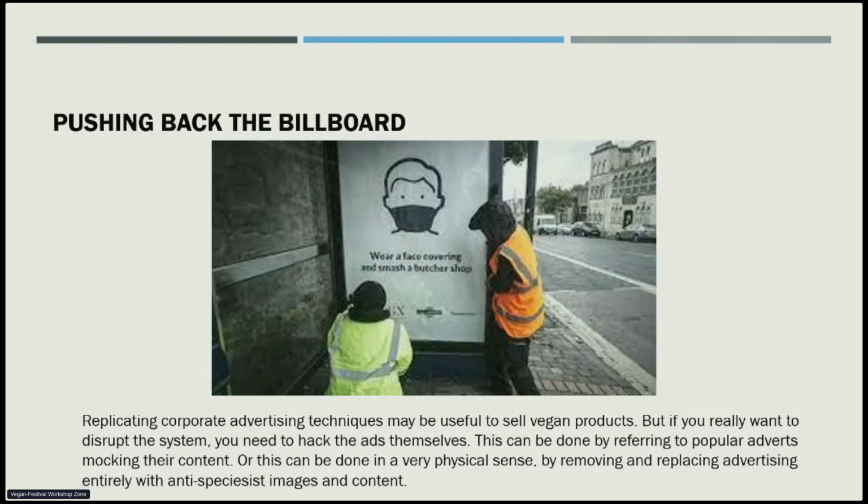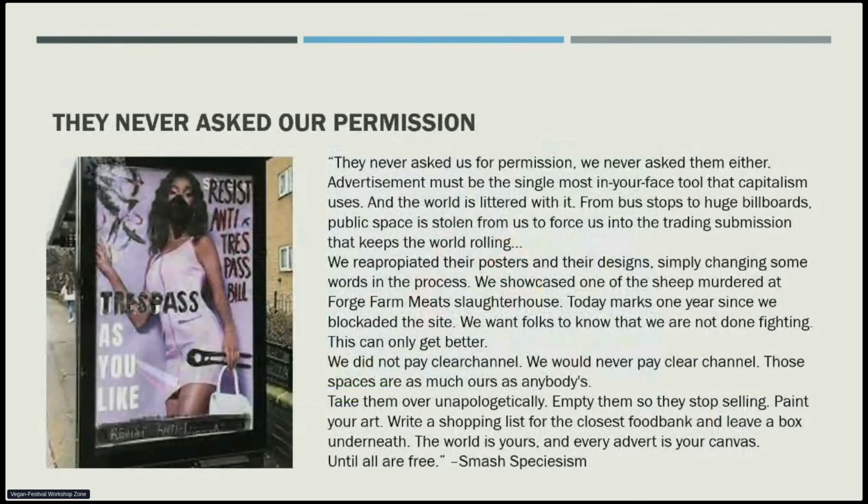And I want to read you something that Smash Speciesism put out on their Facebook. There's the trespass laws that are going through in the UK at the moment that are horrifically draconian. And they've changed this advertising for a beauty product to say, "Resist anti-trespass bill, trespass as you like." And they wrote, "They never asked us for permission. We never asked them either.